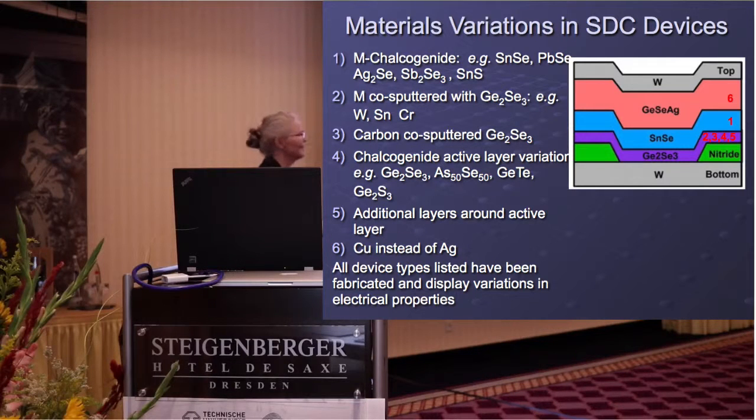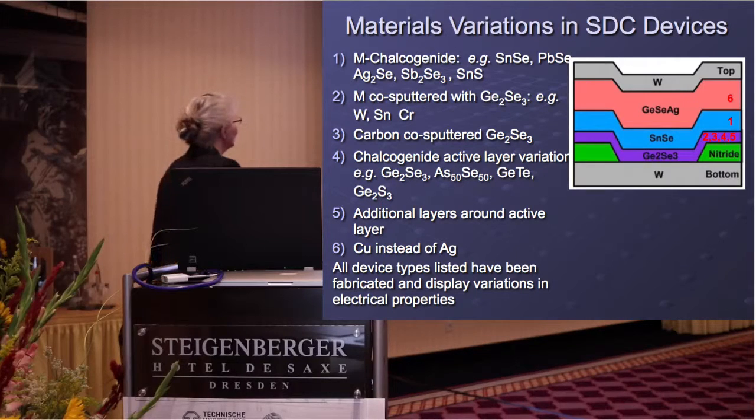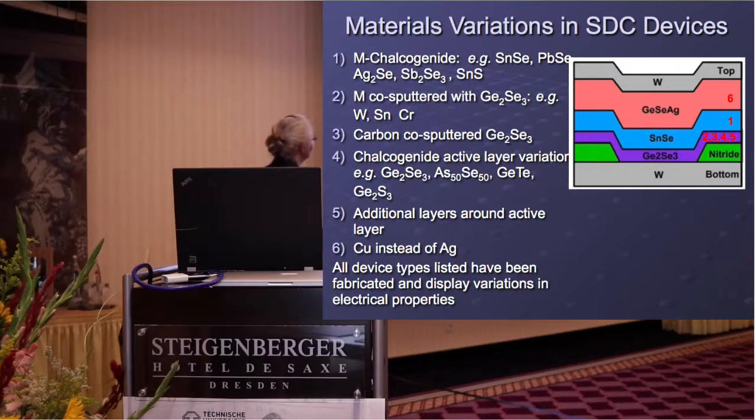We've added carbon. It's a nice germanium analog. How does that change the operation? We've also changed this active layer. So we've used germanium selenide. We also used arsenic selenide, the 50-50 stoichiometry, which has arsenic bonds with similar energy to the germanium selenide that we're using. So the thought was, if this bond theory is correct, perhaps we'll see the same effect with arsenic, 50-50. Germanium telluride, and we've used the sulfide system as well.